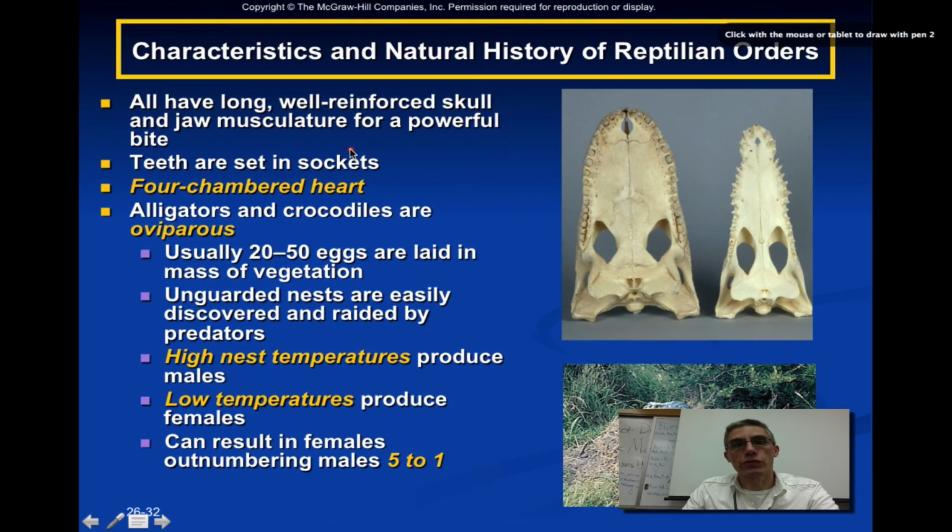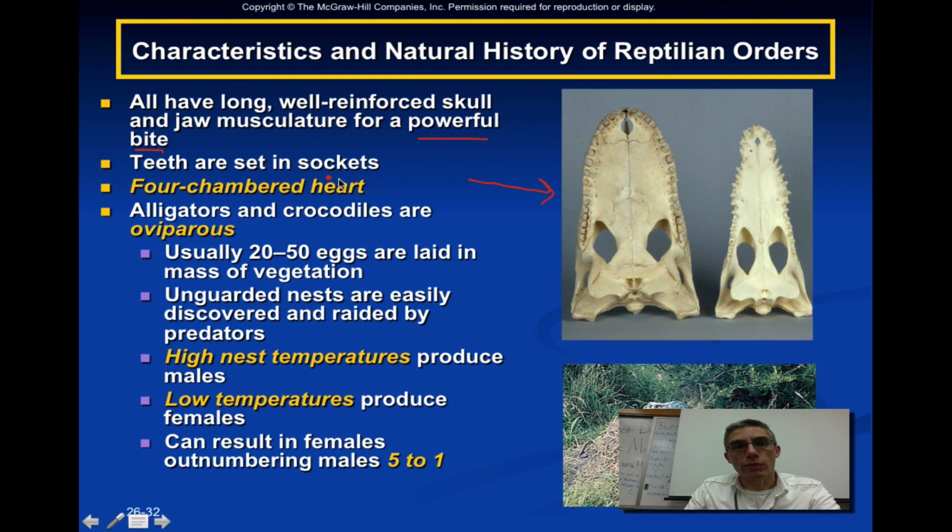Now, all of these animals in this group are going to have a very well-reinforced skull and jaw, and it's going to be very heavily muscled. And this is important because if you think about these animals, they do tend to have a very powerful bite. When they do feed, what they do tend to do is they do tend to grasp onto their prey and simply move their head back and forth, and that's pretty much how they tear it apart.